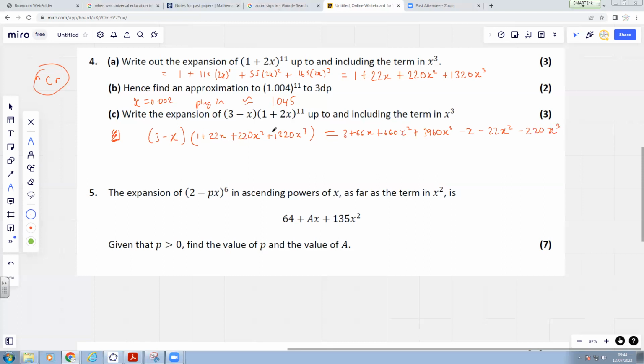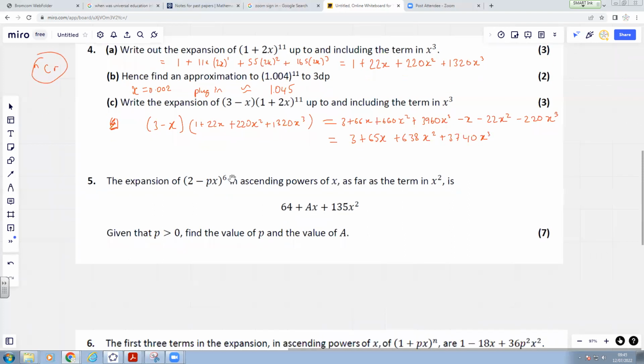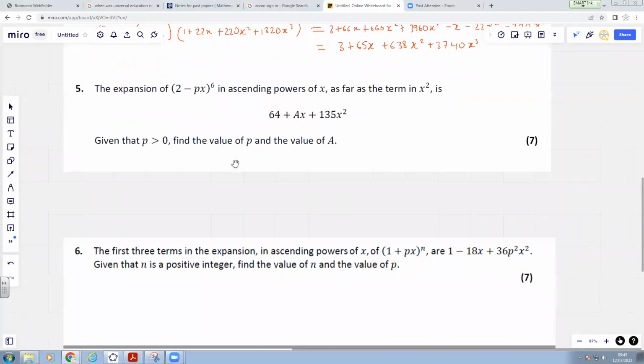But the last one I'm not going to do. Why? Because minus x times 1320x cubed is x to the power of 4, and all I need is up to x cubed. And so that's going to give me 3 plus 65x plus 638x squared plus 3740x cubed. And those questions are quite common in the exam. You've just got to multiply it out. Bit tedious, but quite common.